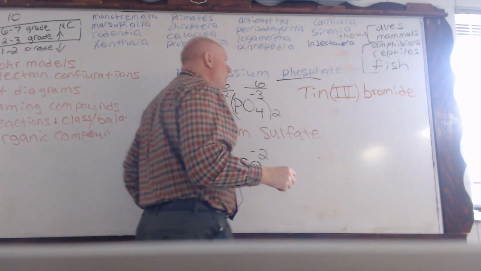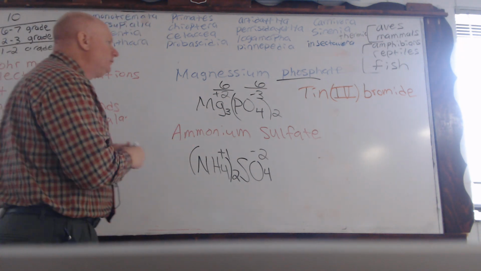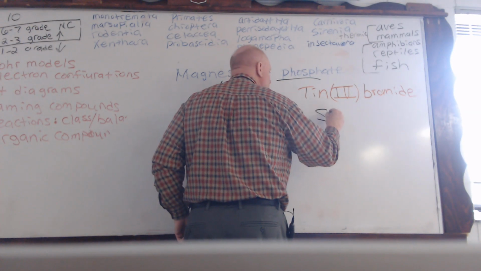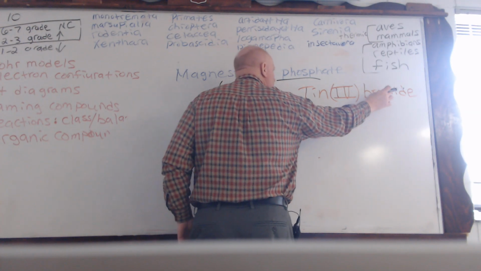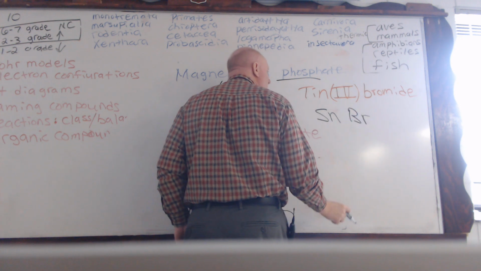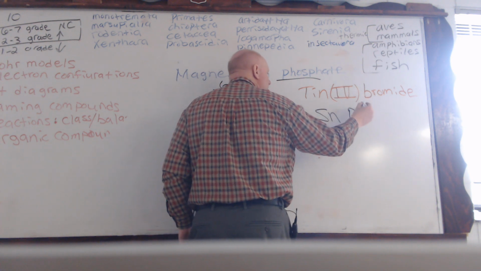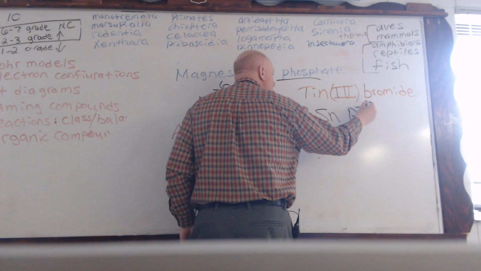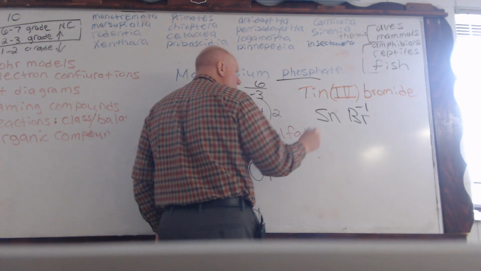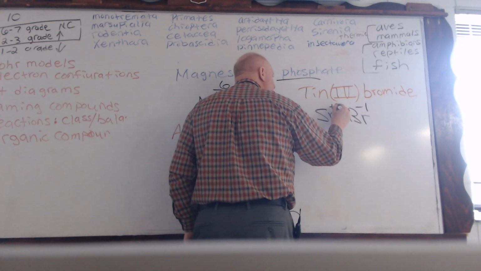Okay? So, what is the symbol for tin? SN. What is the symbol for the bromide ion? Okay? Go by your negative ions. Bromine or bromide has a charge of negative what? 1. Tin has a charge of what? 4. Okay? It can be +2 or +4, but this is telling us it's +4.